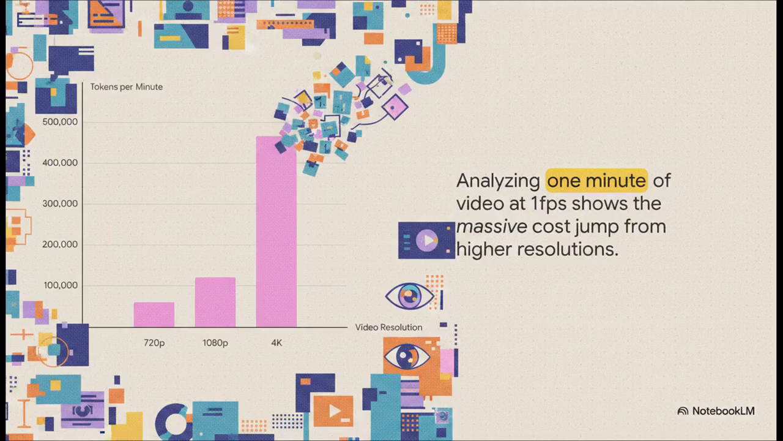And here's the real-world impact of that. Just look at this chart. Analyzing 1 minute of 4K video costs over 400,000 visual tokens.